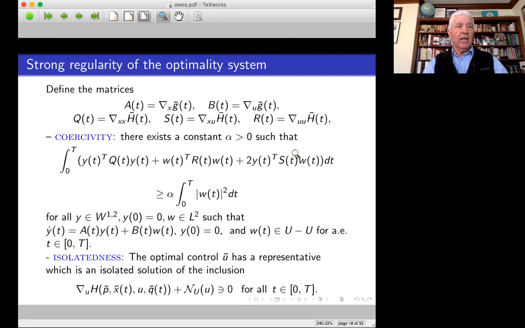Okay, so now we'd like to study the strong regularity of the optimality system, and there are two conditions here which I assume. The first is the so-called coercivity condition, which is basically positive definiteness of the second derivative of the Hamiltonian. And the second one is the isolatedness condition, that the optimal control is an isolated solution of the inclusion here, which is basically the maximum condition in the Pontryagin principle.